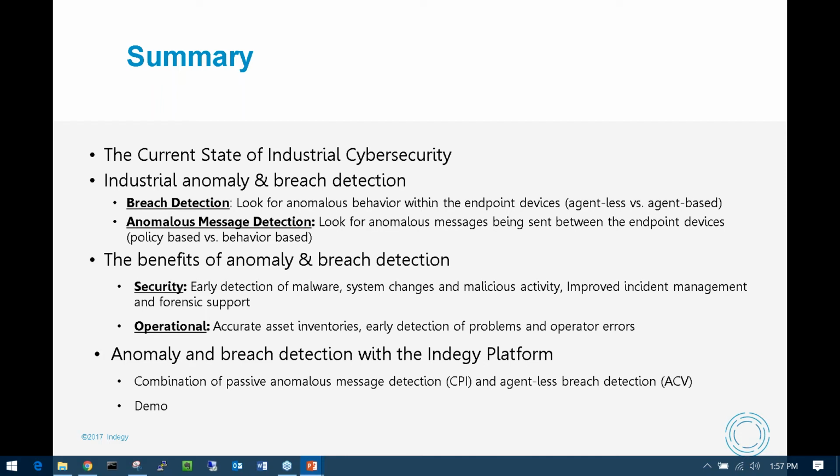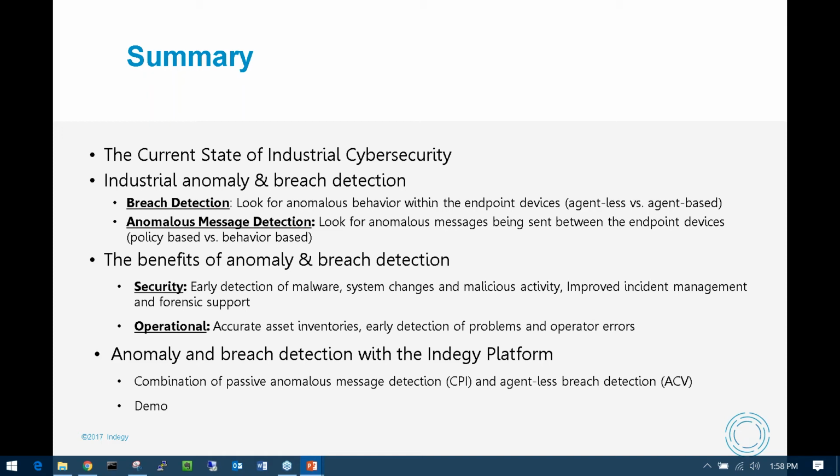And we talked about agentless versus agent-based approaches. And then we talked about anomalous message detection, which is looking for anomalous messages being sent between the endpoint devices. And then we've differentiated between policy-based and behavior-based approaches. We finished with discussing the benefits of anomaly and breach detection. The security benefits include early detection of malware, system changes and malicious activities, improved incident management and forensic support. On the operational side, we talked about things like accurate asset inventories, early detection of problems, and operator errors.